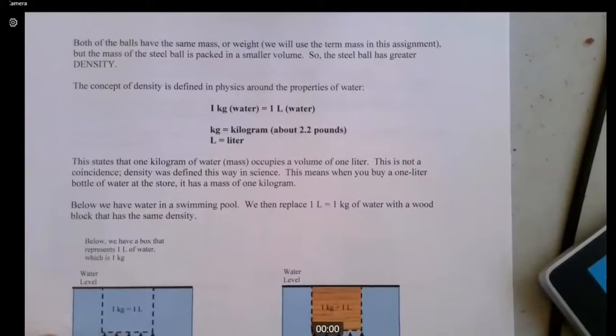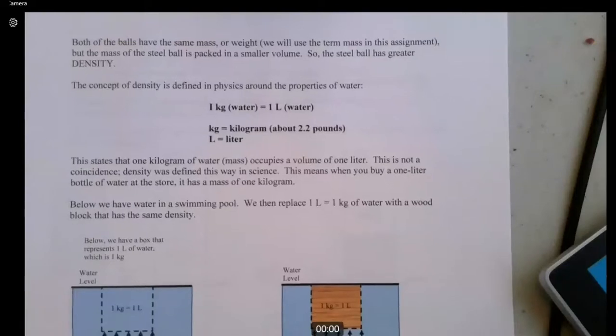So both of the balls have the same mass or weight, and we will use the term mass in this assignment, but the mass of the steel ball is packed in a smaller volume. So the steel ball has greater density. The concept of density is defined in physics around the properties of water.